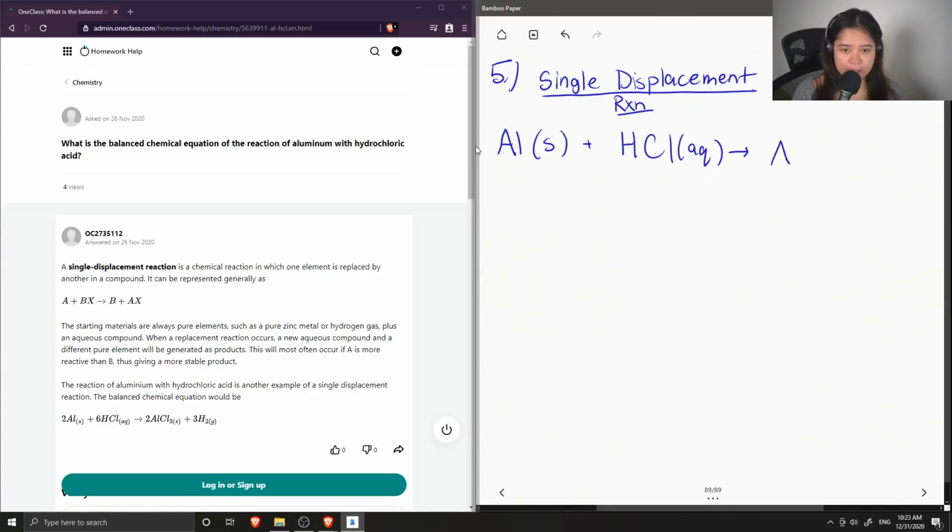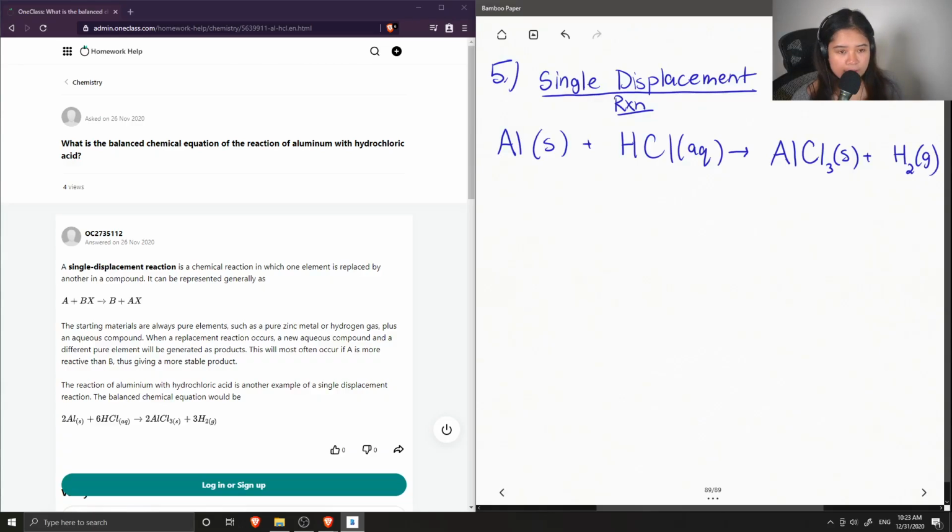But keep in mind that an aluminum ion has a 3+ charge. So to neutralize it, we need 3 of the chlorine ions, which have a -1 charge, in order to neutralize aluminum's 3+ charge. So I think this might be a solid. So this is one of our products, and our other product is just hydrogen gas.